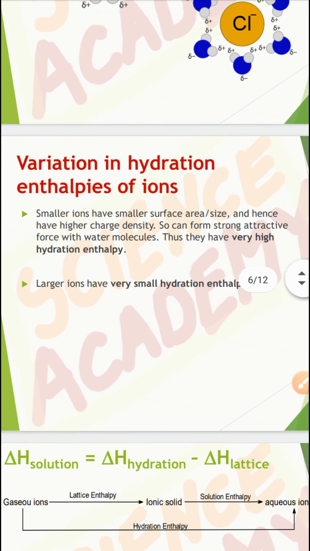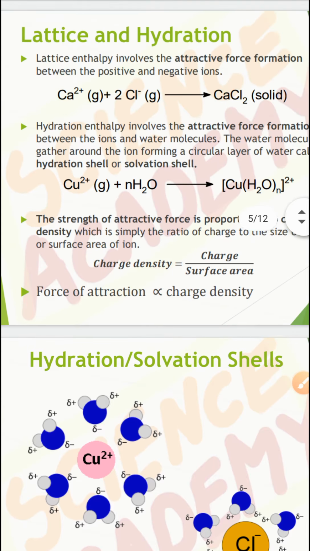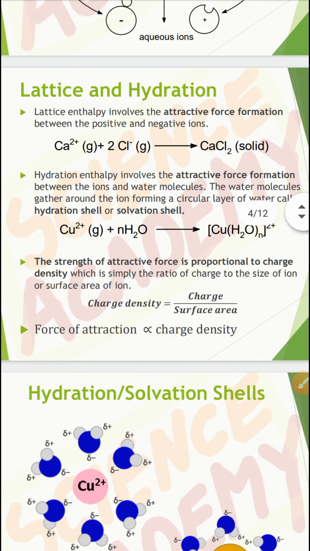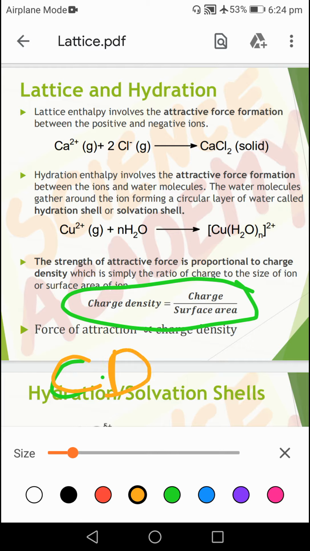So here we go. The variations in the hydration enthalpies of the ions, and this rule is actually the same as that of the lattice enthalpy. Look, the strength of the attractive force is proportional to the charge density, which is simply the ratio of the charge to the size of the ion or the surface area of the ion. Now, this is the actual formula which you don't need to know. But for simplicity, you may also think of it this way: charge density is proportional to charge divided by the radius of the ion, okay?